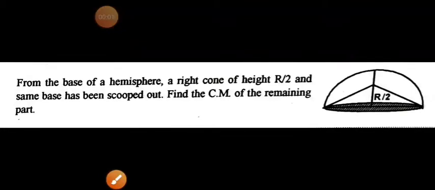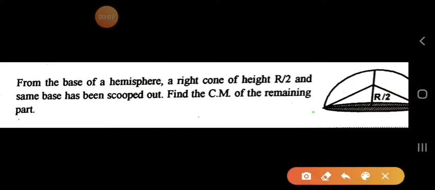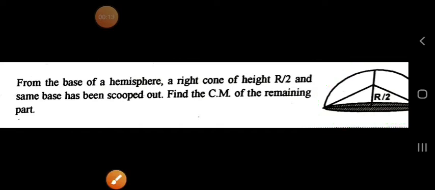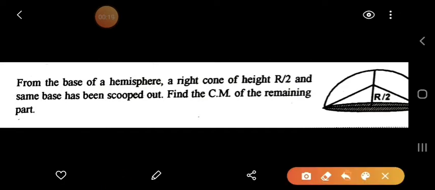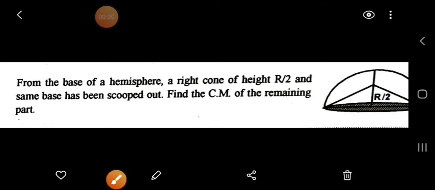Here is a question. Let's read the question first. From the base of a hemisphere, this is our hemisphere, a right cone of height r by 2 and same base has been scooped out. From this much portion of the cone has been scooped out. Find the center of mass of the remaining part. How to calculate the center of mass of the remaining part, that we'll see.